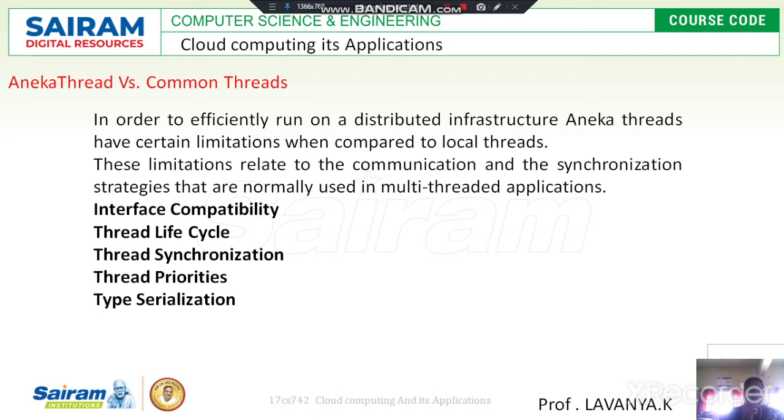That means the stages are: new state, running state, stop state, terminate, waiting state, running state and runnable state. These are all the different states. After that there are aborted state, queued state, failed state and completed state. These are all the different statuses considered in the Aneka thread life cycle.